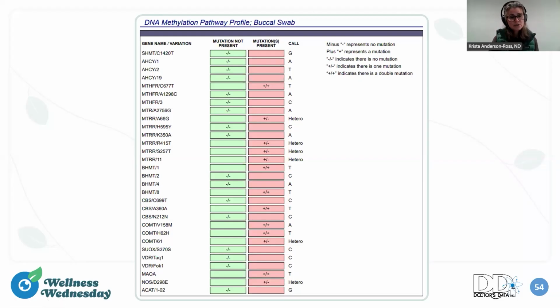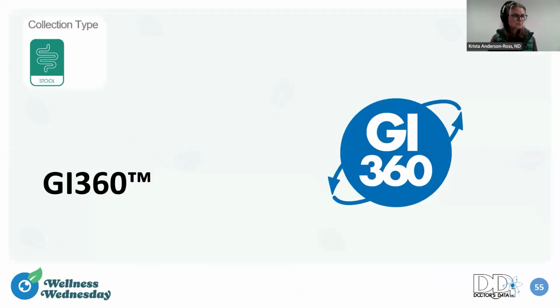And then when someone is heterozygous, it's going to impact methylation approximately 40%. So this can be a really valuable tool in that bigger picture.